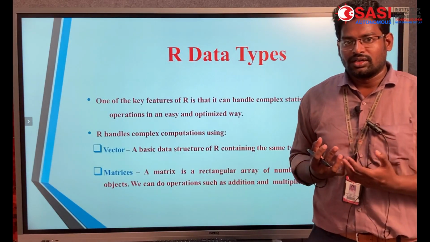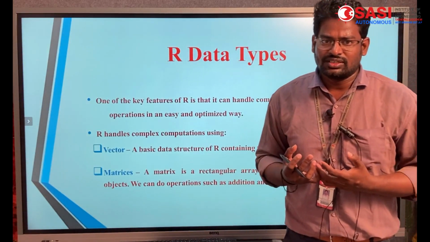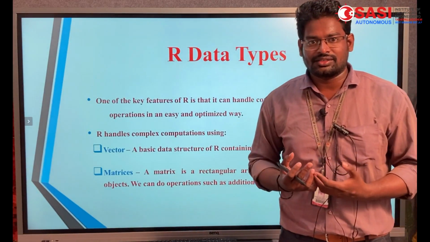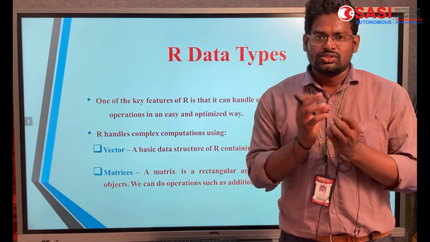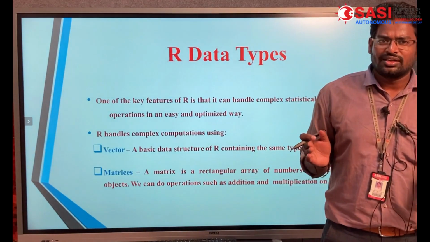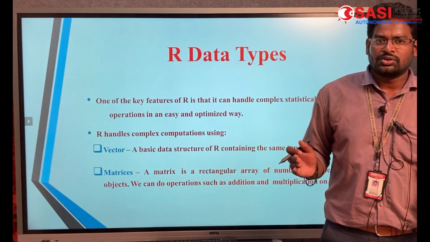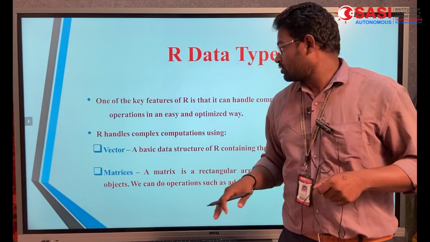For example, if it contains numeric, it should contain all the numeric values, or if it contains integer, it should contain all the integer values. If it is character, long or complex, it should contain all the complex values. So whenever you are containing a list of elements, those elements should be of the same data type. If it is numeric, it should contain all the numeric values only. If it is character, it should contain all the character values only.